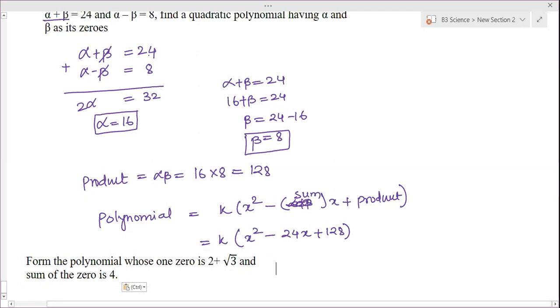Ma'am, in this, one zero can be taken as alpha or beta, right? Yes, anyone you can consider. Alpha is 2 plus root 3 and the sum of the zeros is given as 4. Find beta.